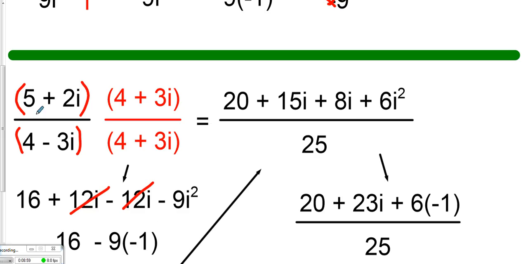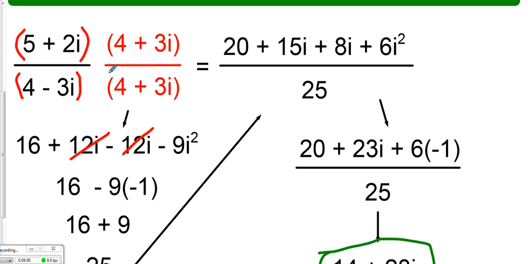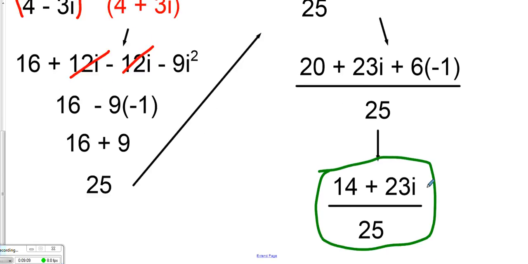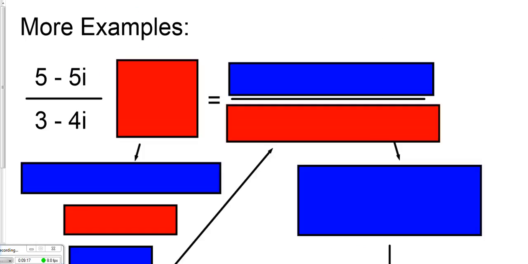We went from complex divided by complex, where we had a radical in the denominator. We used our complex conjugates to get rid of the radical and simplify it to a fraction that had a whole number or a constant in the denominator. Let's try a few more examples.